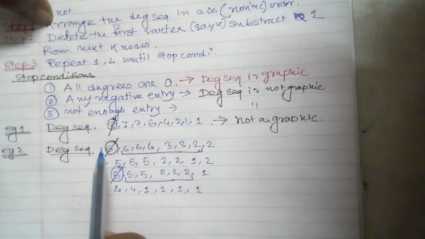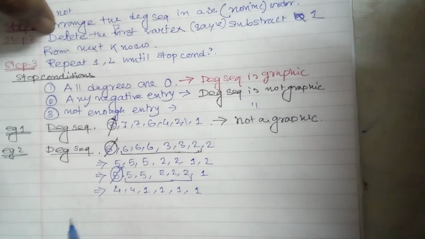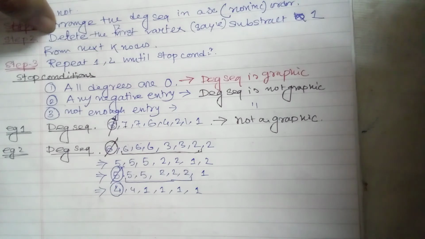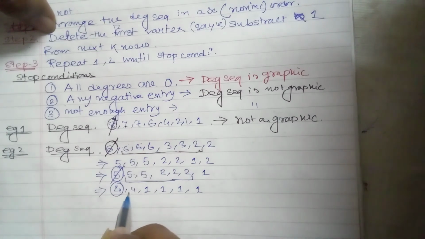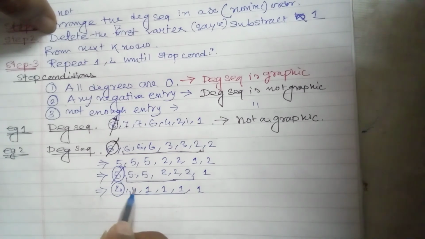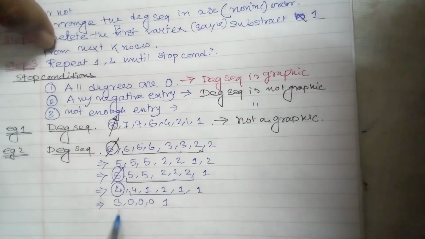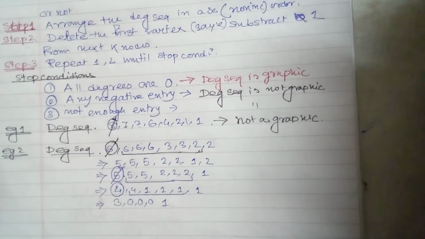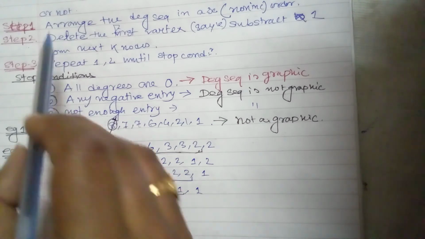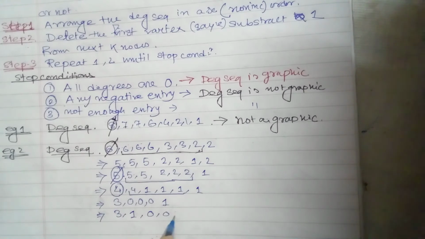Then the first step, arrange in non-increasing order; this is already in non-increasing order. Then delete the first vertex. Then I select the four vertices and subtract 1, so this will be 3 0 0 0 1. This is also not a stop condition, so we go for another iteration, arranging in non-increasing order. So I arrange it in non-increasing order.